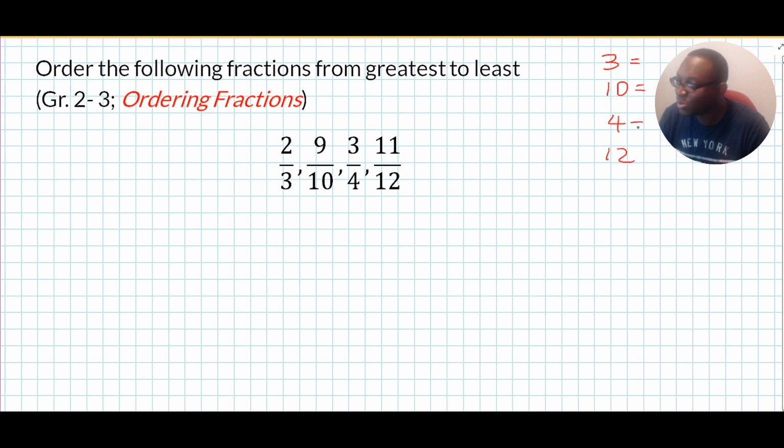I'm going to express each of these as a product of their prime factors. Hello, Lillian. So for 3, we're just going to write 3. That's the only prime factor. For 10, you have 2 multiplied by 5. For 4, you have 2 multiplied by 2. And for 12, I have 2 multiplied by 2 multiplied by 3.